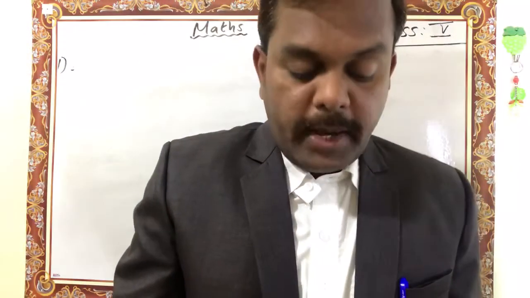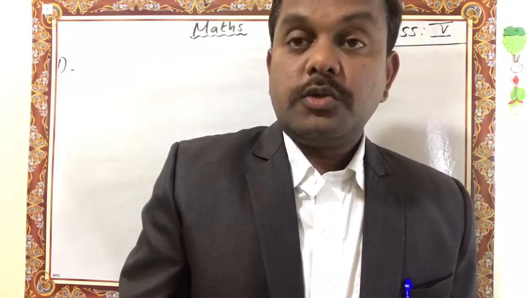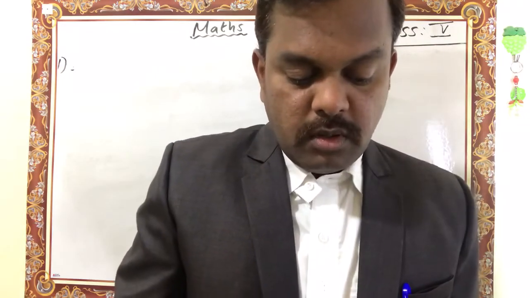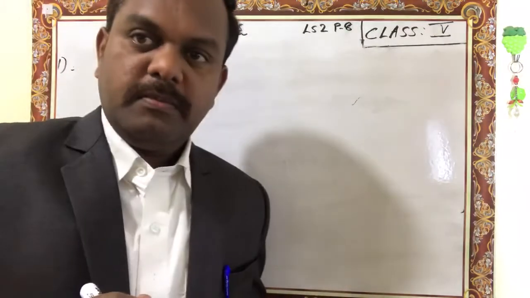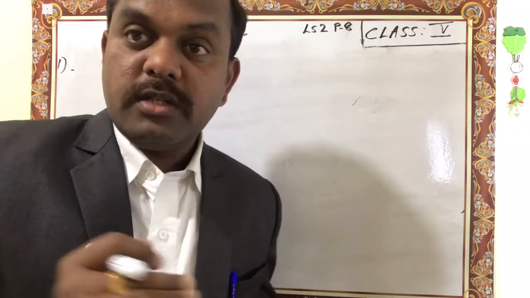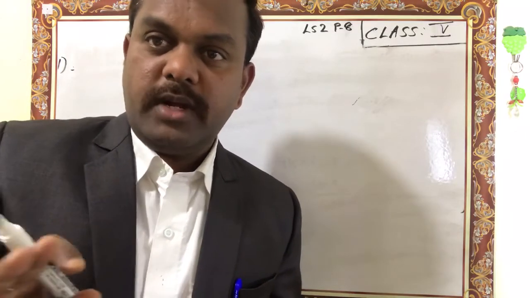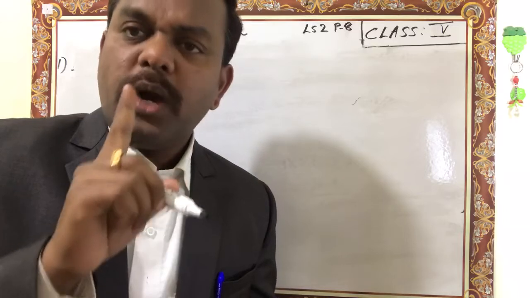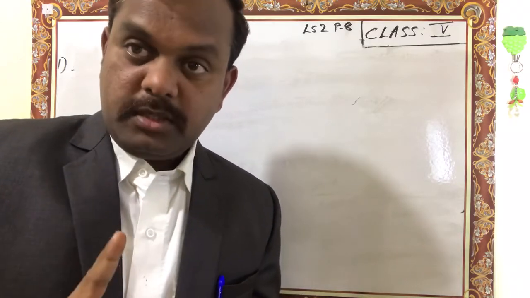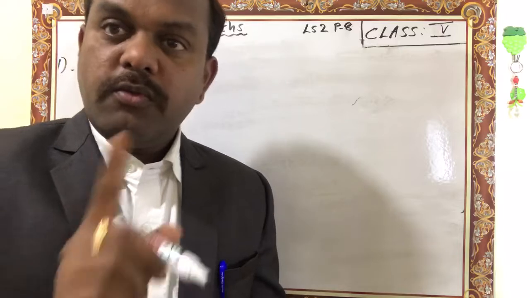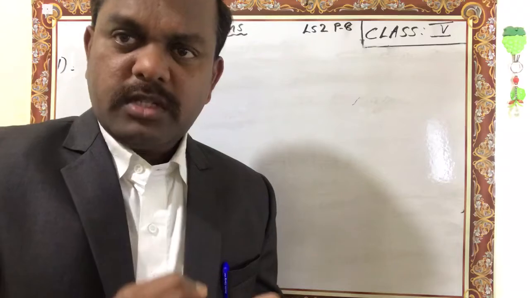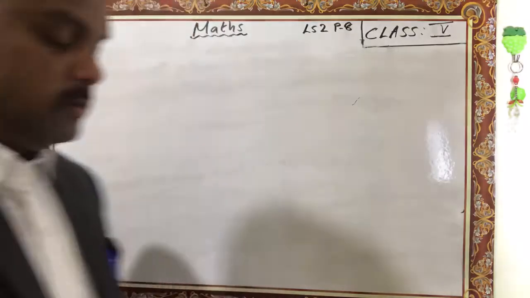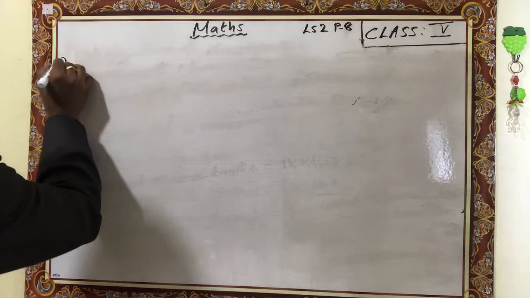Fourth question. The weight of 25 bags of sugar is 625 kilogram. What is the weight of 100 bags of sugar? The weight of 25 bags is given, and you have to find the weight of 100 bags. So first you have to find the weight of 1 bag of sugar by division method. After that we can easily find the weight of 100 bags of sugar by multiplication method.